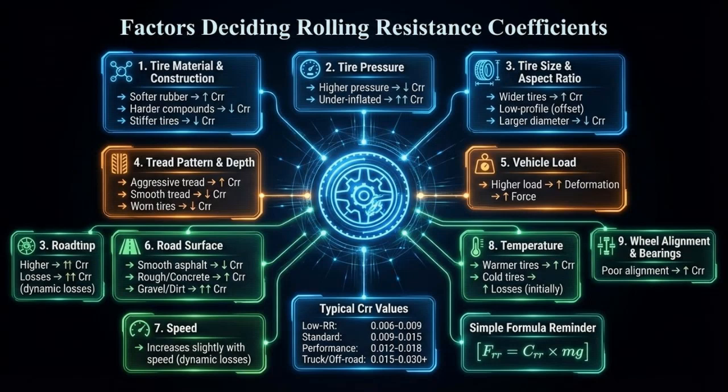The rolling resistance coefficient, CRR, represents the energy lost when tires deform and rub against the road. It mainly depends on tire material and construction. Softer rubber increases losses, while stiffer belts and sidewalls can increase or reduce CRR. Rolling resistance is also affected by tire pressure, tire width, tread pattern, vehicle load, road surface, speed, temperature, wheel alignment, and bearing condition. Typical CRR values range from 0.006 for low resistance tires to about 0.030 for off-road tires.